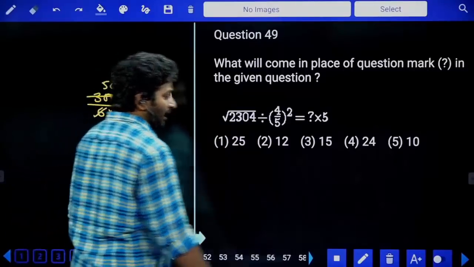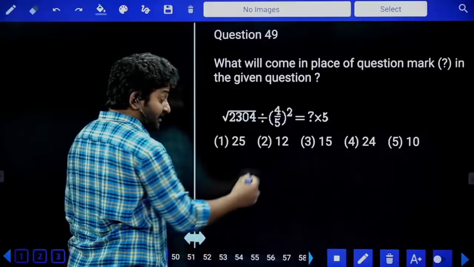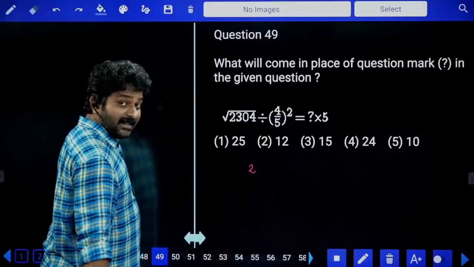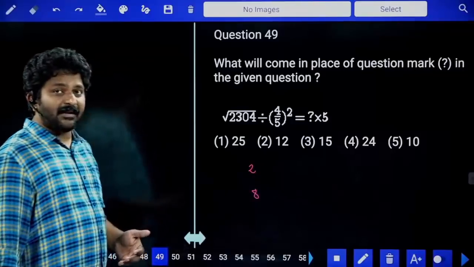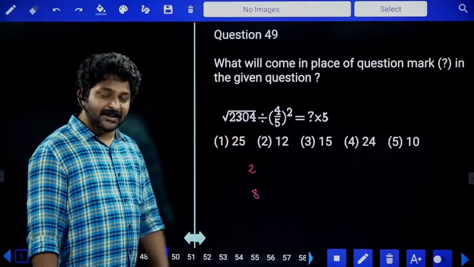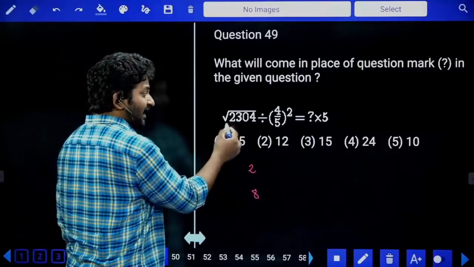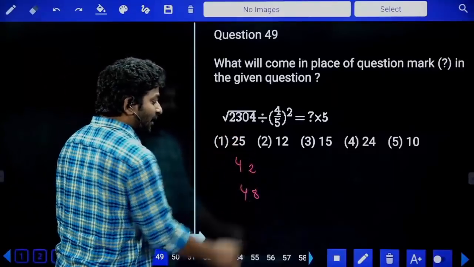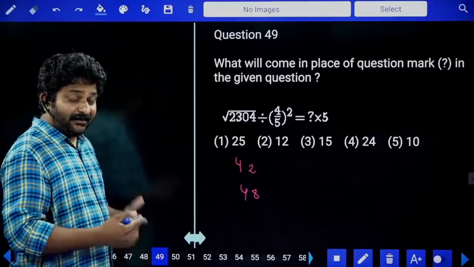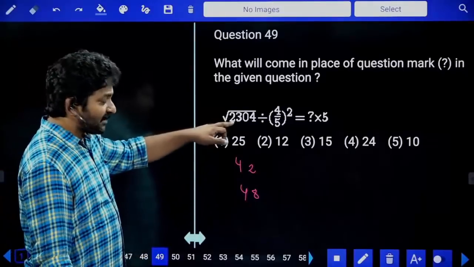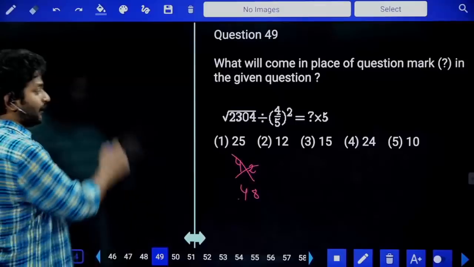Next, under root of 2304. When the under root value is ending with 4, the square root must be ending with either 2 or 8. So 50 square is 2500. This must be less than that. 40 square is 1600. This is more than that. So this entire value must be either 42 or 48. So 48 is close to 50. 50 square is 2500. This number is close to that. Hence it has to be 48 but not 42.